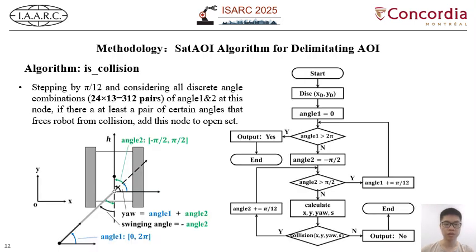In this algorithm, we traverse all angle placement situations of the robot at a certain point. By considering discrete angle combinations of angle 1 and angle 2 at each node, with a step of pi over 12, if there is at least one pair of angles that keeps the robot collision free, the node is added to the open set.